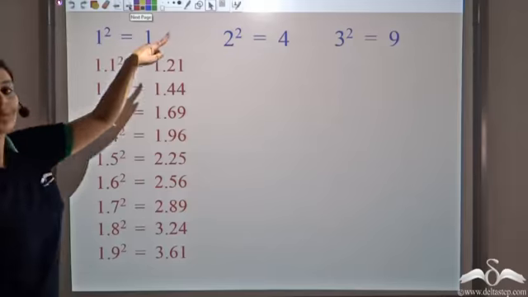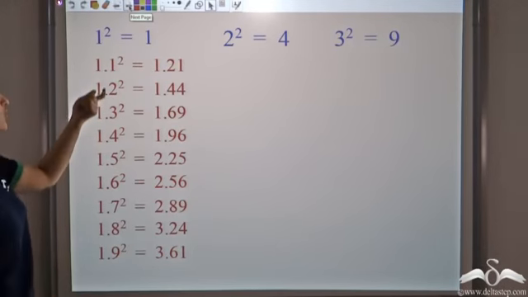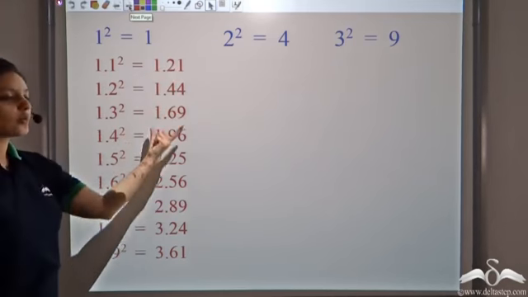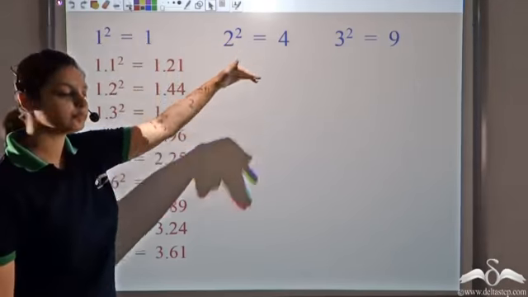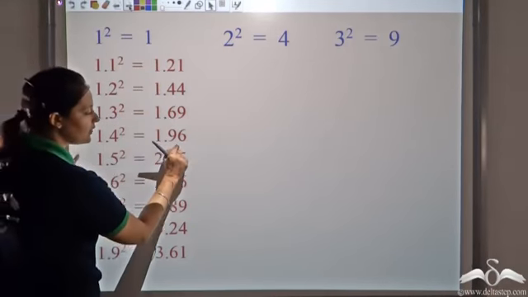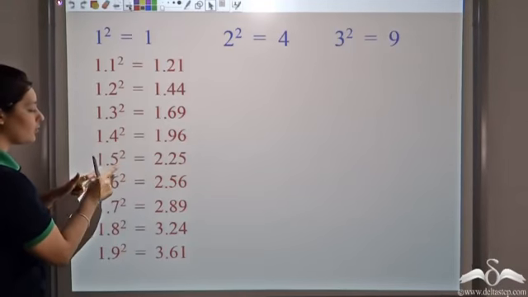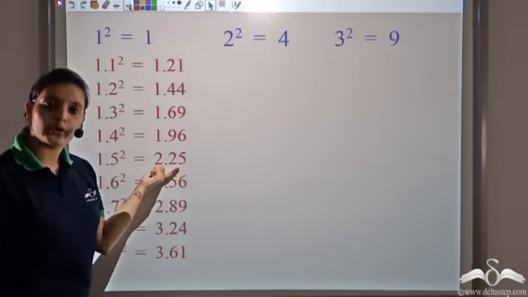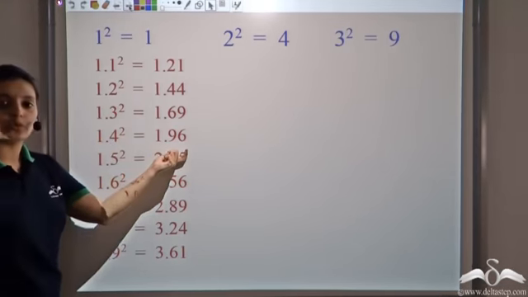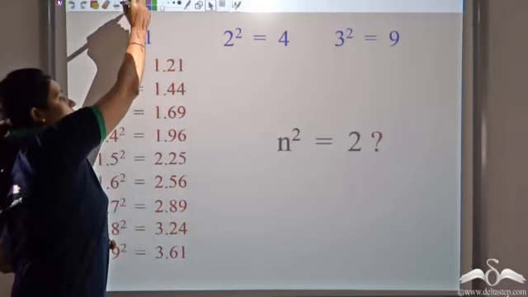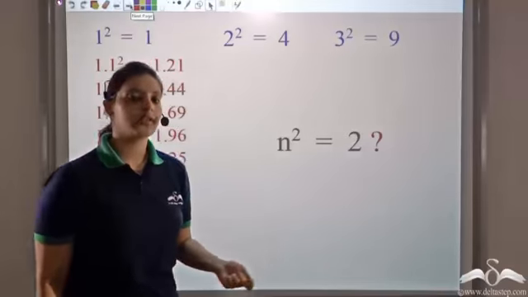We know that between 1 and 2, we have 1.1, 1.2, 1.3 till 1.9. So squaring these rational numbers between 1 and 2, this is what they got. Now what they observed is, 1.4 squared gives them 1.96, but 1.5 squared was giving them 2.25. So they wanted to see what number when squared gives them 2. That is, what number when multiplied by itself would give them 2. So this was a question.